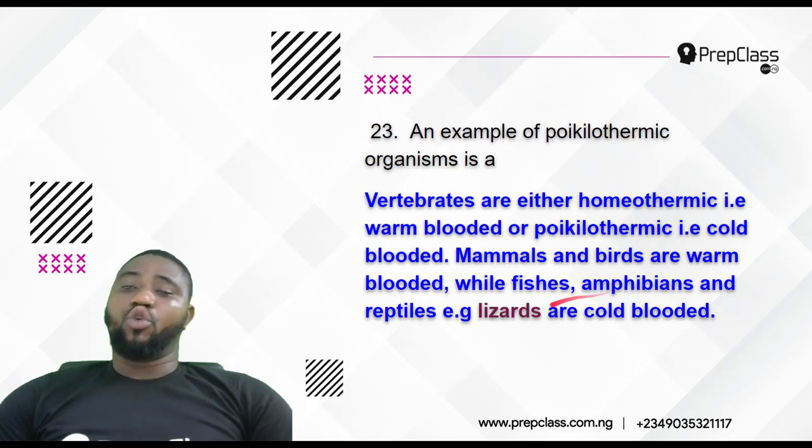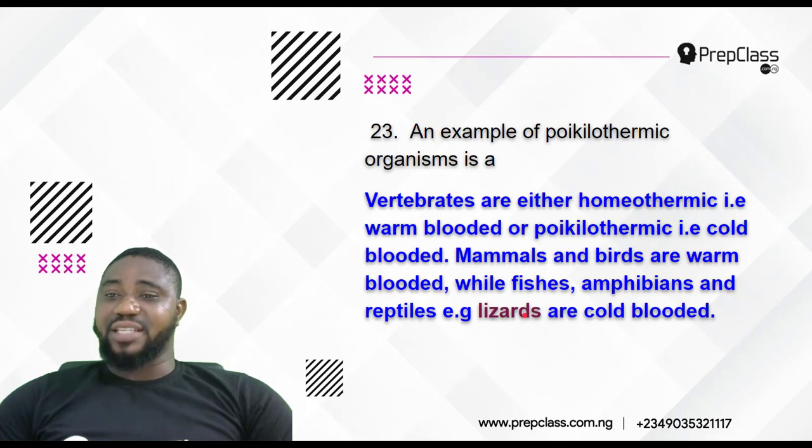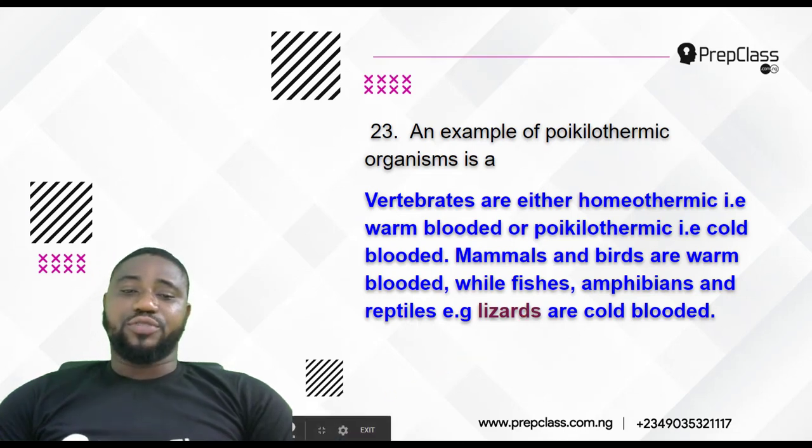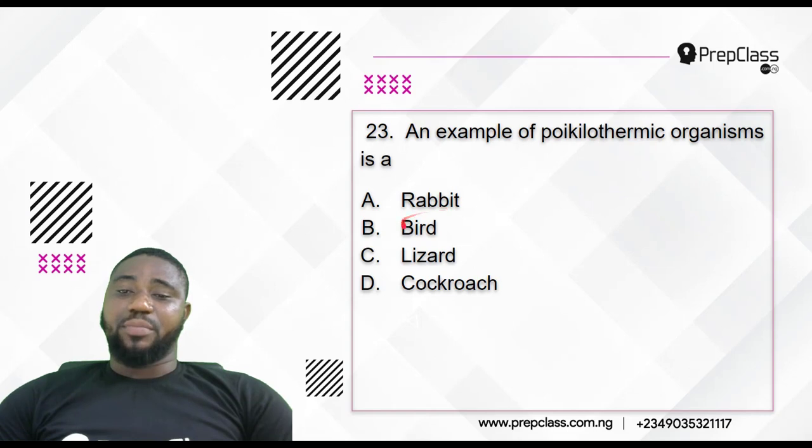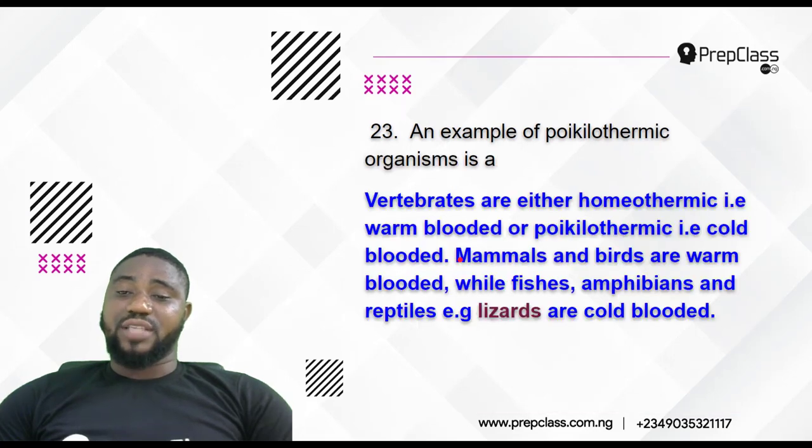An example of a cold-blooded animal is lizard, because lizard is a reptile. So out of these four, the one that will be cold-blooded will be lizard. Out of these three, rabbit, bird and lizard: rabbit is a mammal, bird is a bird, so they are warm-blooded, but lizard is a reptile, is cold-blooded. So the answer is lizard.